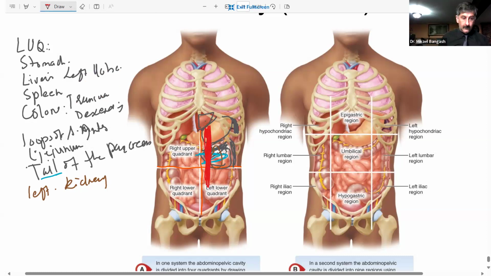Here is going to be the major blood vessel in your abdomen, which is going to be the aorta. So roughly speaking, guys, these are mainly all the structures that fall in the left upper quadrant.